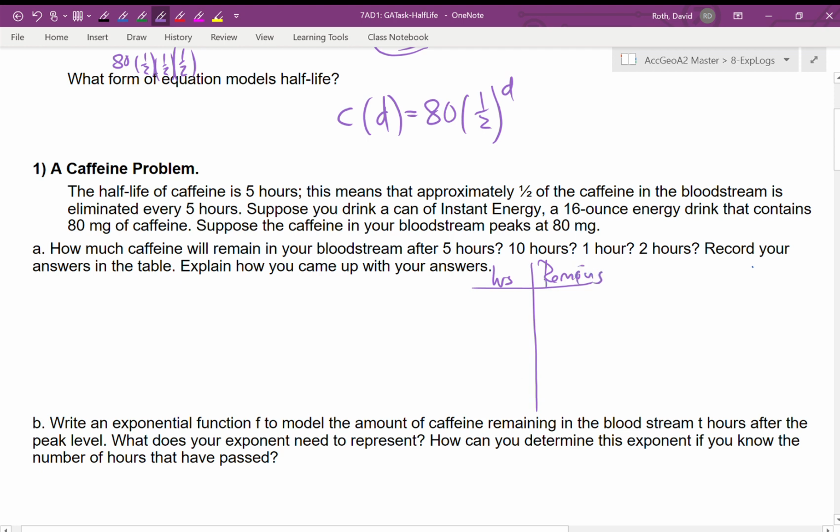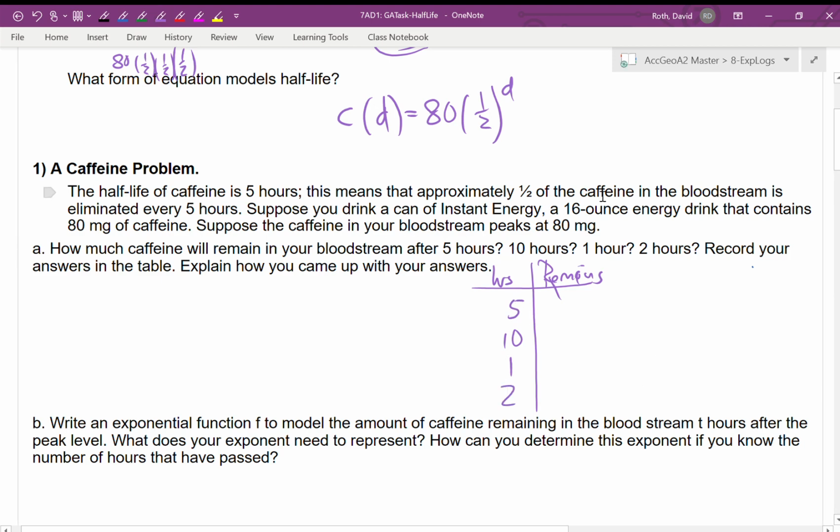why don't you guys hit pause and go fill out the table. Okay, well, hopefully you hit pause and actually did this instead of sitting there. Remember, no vegetable stuff, no rutabagas in my class. All right, so what does it say? 5, 10, 1, 2. Oh, it's interesting. We started with 5 and 10, then go back to 1 and 2, huh?